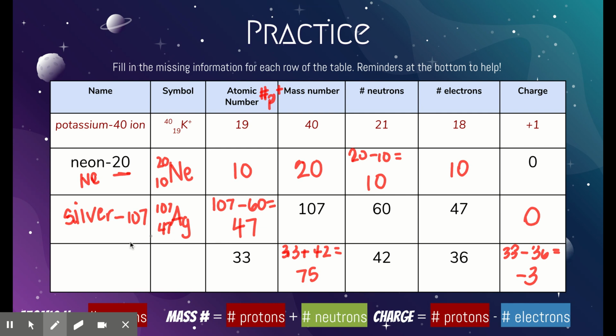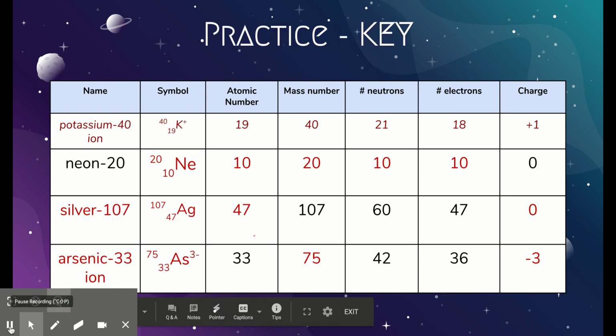Okay. So my last step is to figure out what element this is and fill in all this information. So element 33 on the periodic table is going to be arsenic. Okay. And I need to put my mass number at the end, so arsenic 75. And because it has a charge, I'm going to write ion after it. There we go. Okay. So arsenic, if I look up, the symbol is As. So I'm going to put my mass number up at the top, my atomic number at the bottom, and my charge up at the top. And there we go. We've finished our practice. So if we check our key, we can see that yes, we got each of those pieces correct.